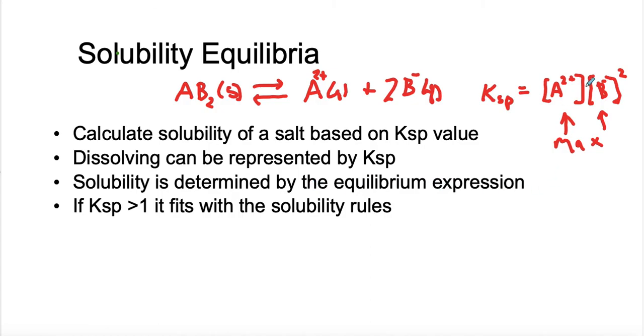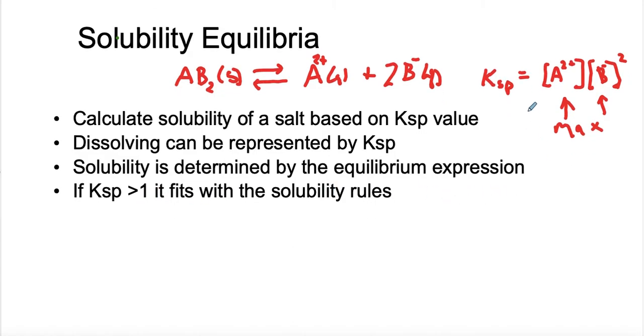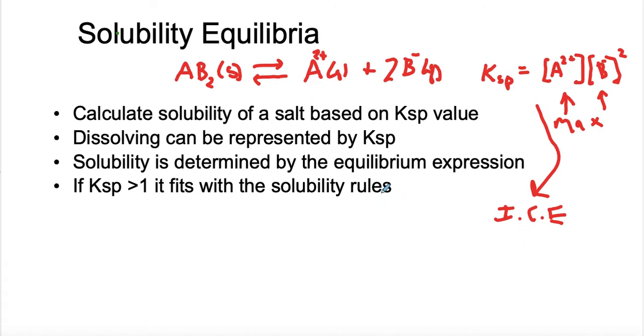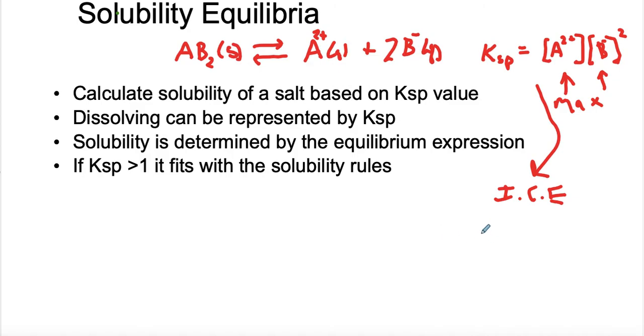Solubility is determined by the equilibrium expression. And if KSP is greater than 1, it means that it follows those rules. So if you were to solve this, you would need to use an ice table, and you may have to do that. Your initial concentrations are 0. Your equilibrium concentrations are whatever you have here. We only have A's and B's in our ice table because there's no solid. The solid doesn't matter.